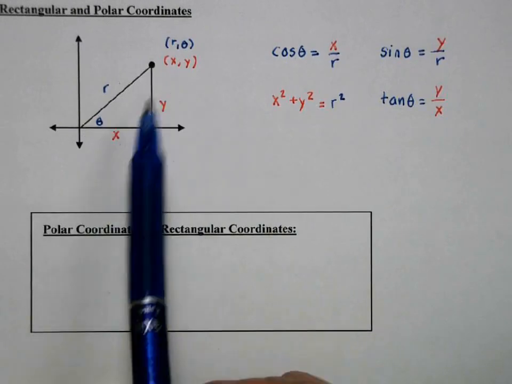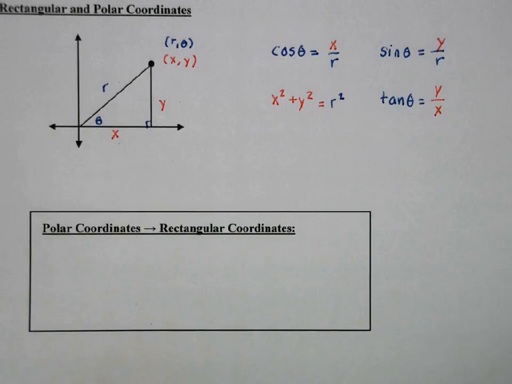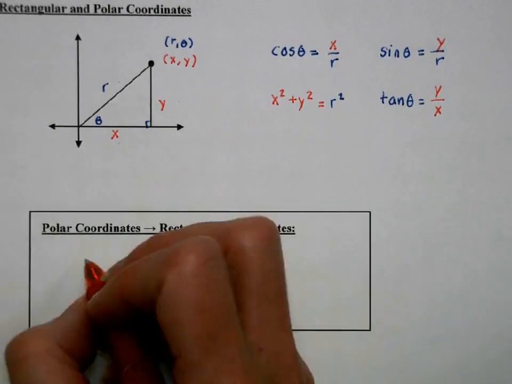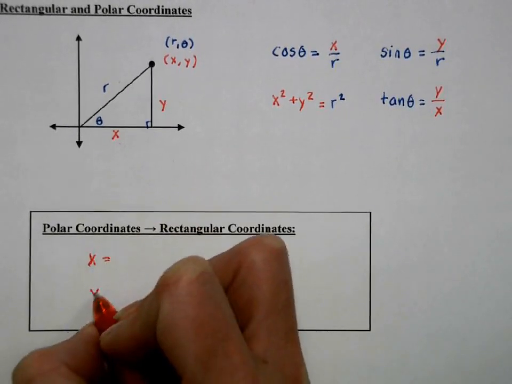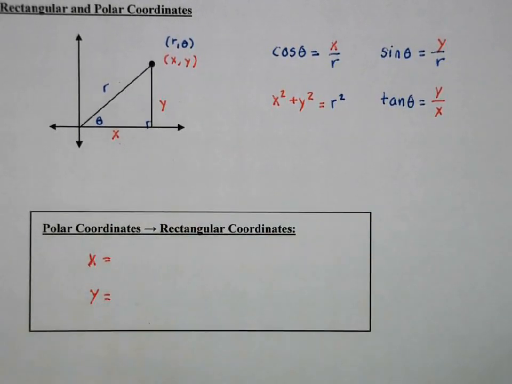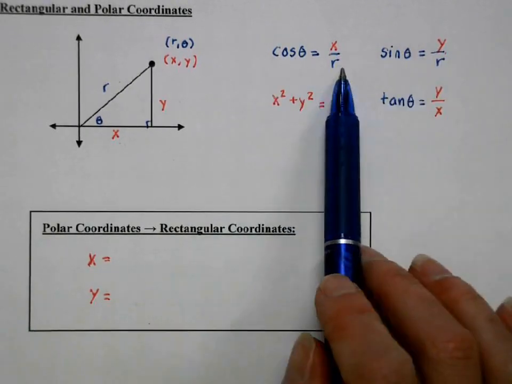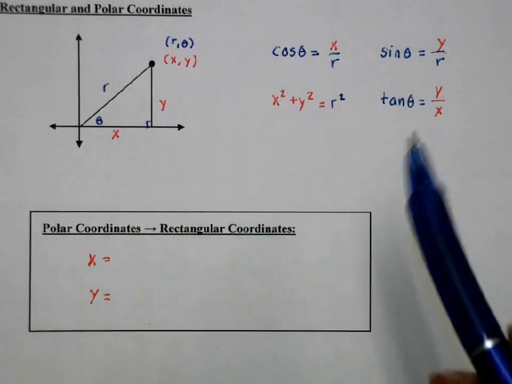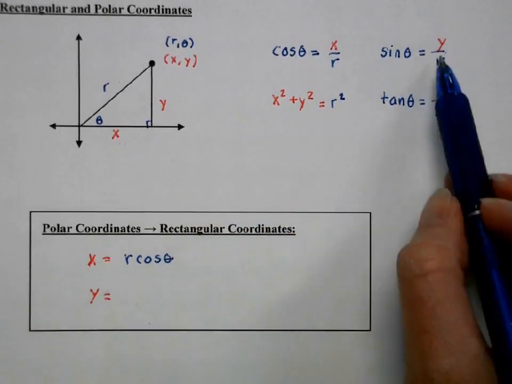So for our first conversion, given an r and a theta, we're going to come up with an x and a y. So I'm going to come up with an equation for x in terms of r and theta, and an equation for y in terms of r and theta. And that's going to come from these first two, because I can simply multiply over an r to get r cosine theta, and I can multiply over an r here to get an r sine theta.